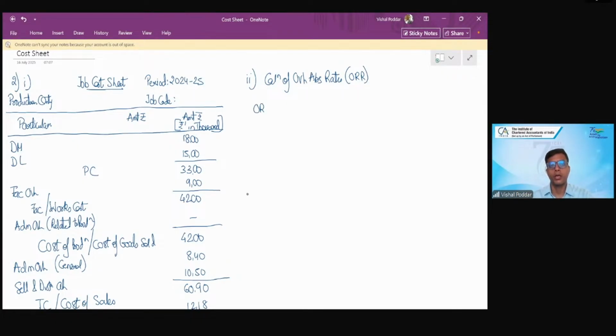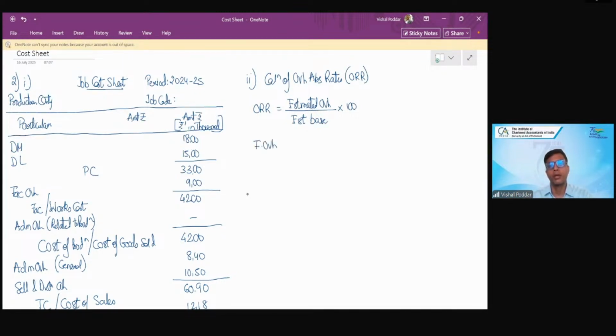How is overhead recovery rate calculated? It is your estimated overheads upon your estimated base. If this base is also in rupees, then you multiply this by 100 so that you get it as a percentage.